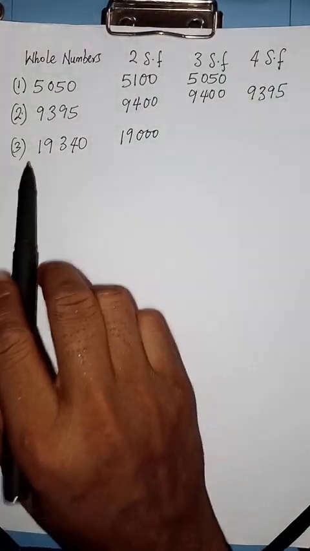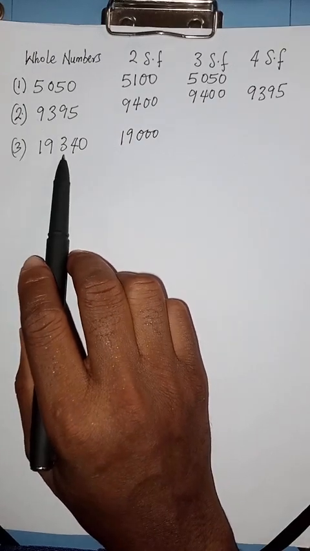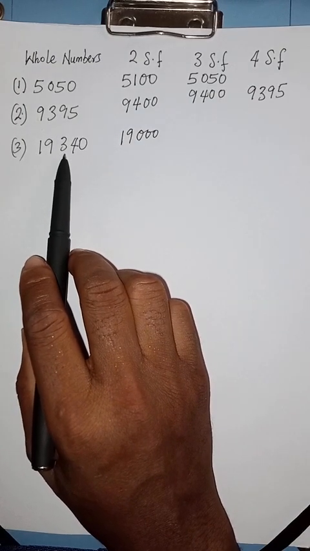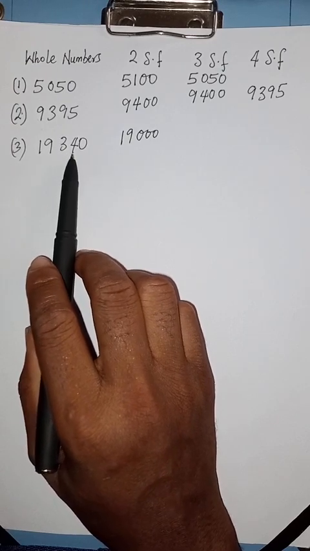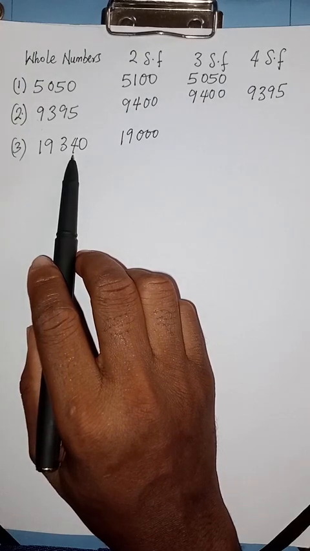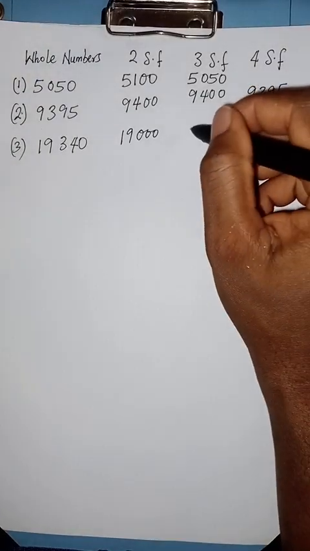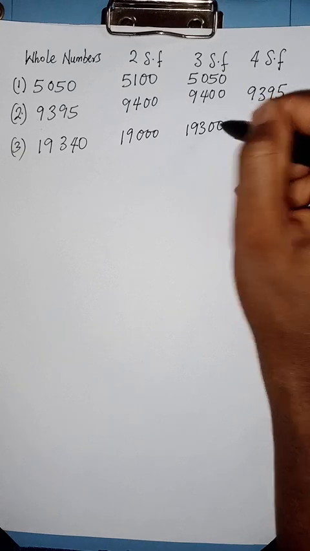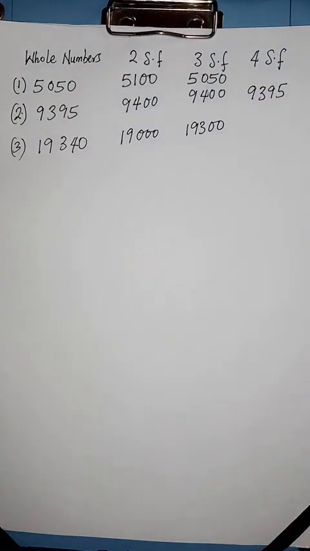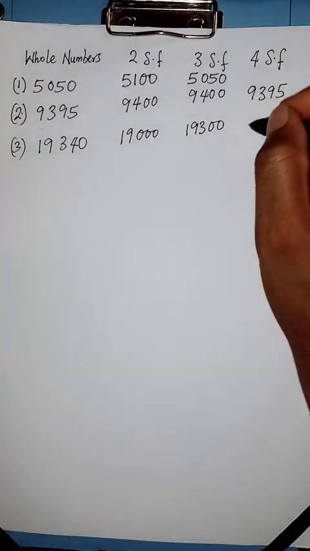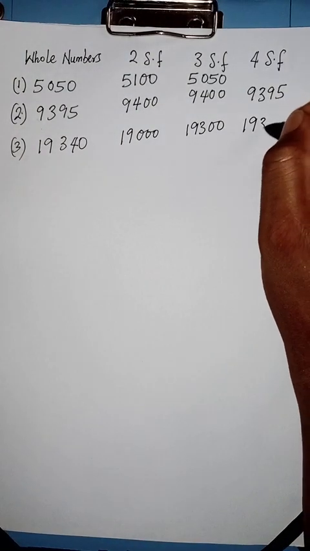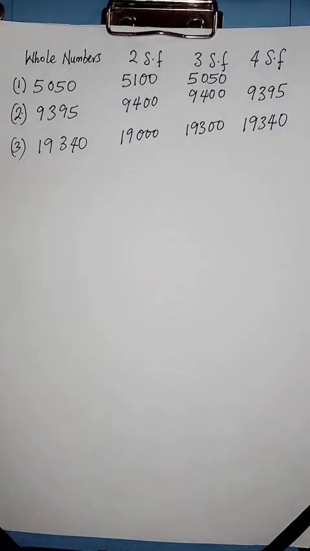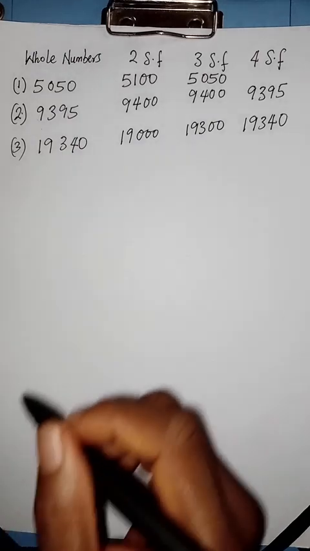Now, for three significant figures, 193 are the three significant figures here. But before I write 193, I have to check the digit after the third significant figure. It's not greater than 4, which means I'm rounding down. So it's going to be 193 and then convert the 4 and the 0 to 0, 0. So which is 19,300. So four significant figures is going to be 19,340. So that's it. Now let's go to number 4.